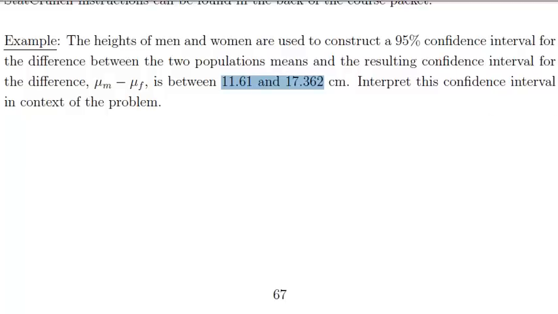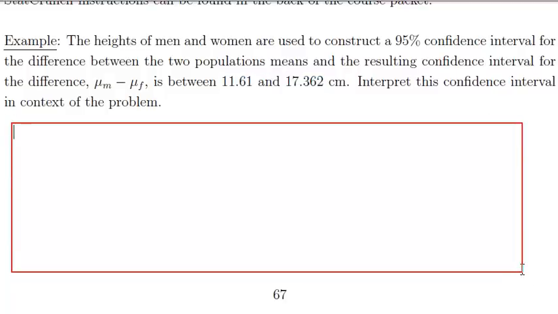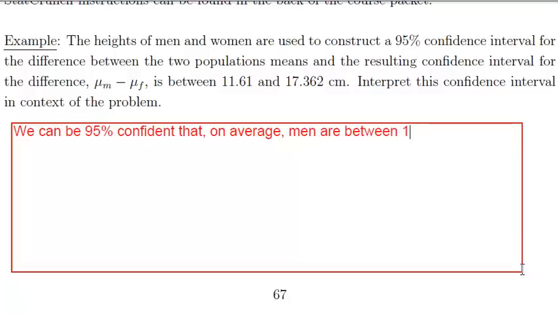And when I interpret my confidence interval, I should state which group is higher or lower. So males are taller, and they're taller by between 11.6 and 17.4 centimeters. So we can be 95% confident that, and I need to include the word average in there since I'm comparing the means, that men are between 11.6 centimeters and 17.36 centimeters taller than women.